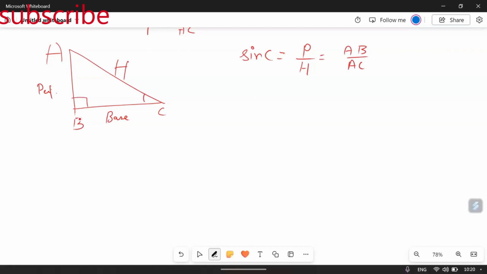So the task is you have to find out cos C, you have to find out tan C, you have to find out cosec C, you have to find out sec C, and you have to find out cot C. So you have to find it by yourself looking at the triangle. You know which one is base, which one is perpendicular. Okay, so we are going ahead now.